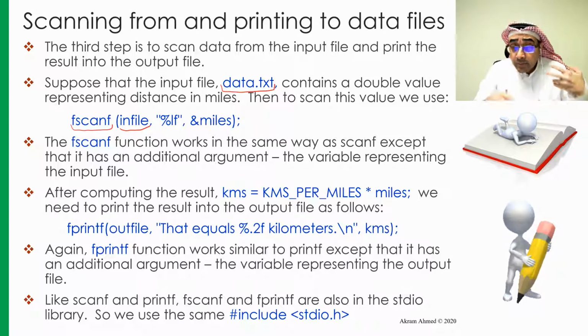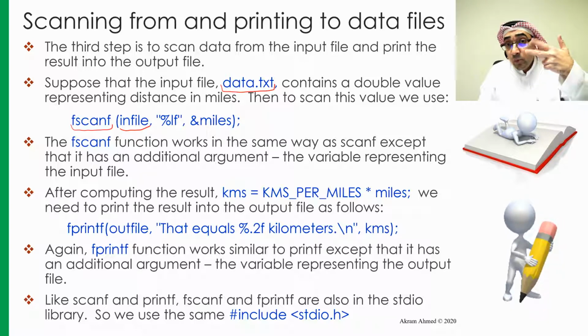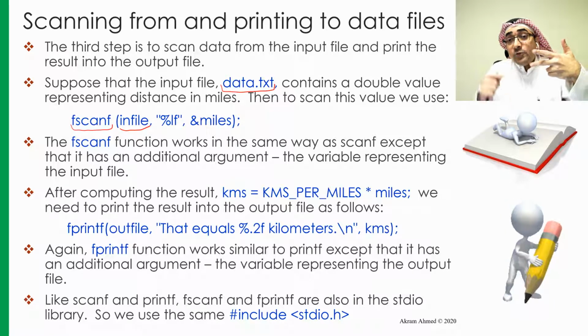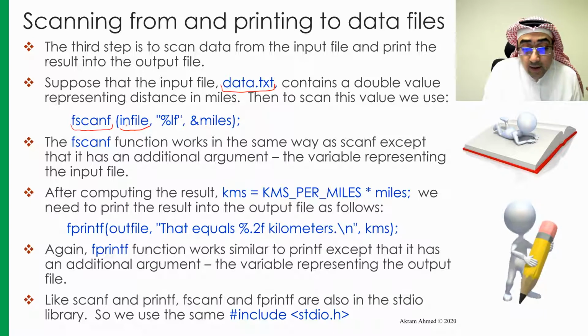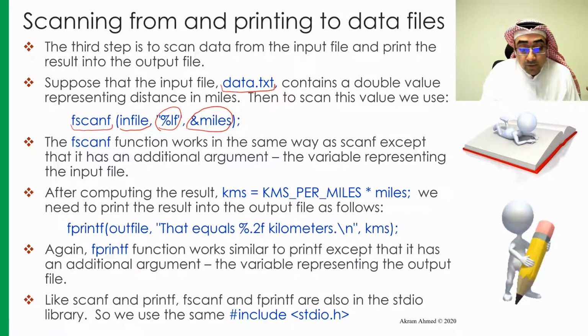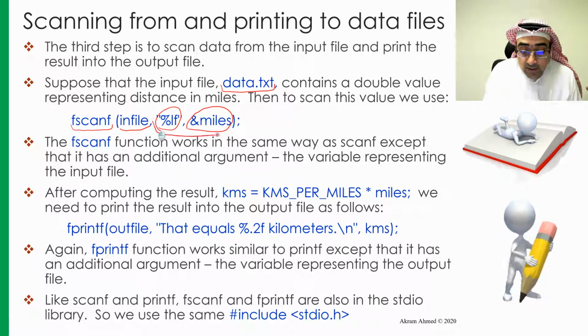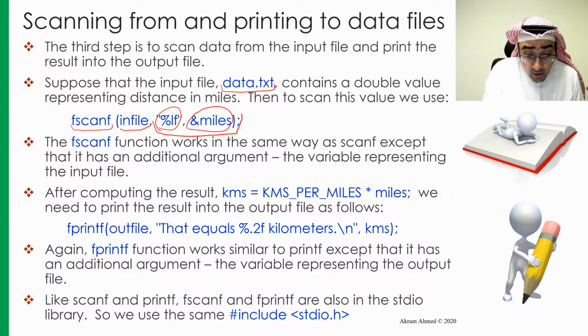Now, remember, in our previous example we opened two files, one for read and one for write. So we have to tell the compiler from which file to read. So we say from the in file, please go read for me a double number and put it into a variable called miles. So this is basically exactly as the scanf that you have already learned. And this is the only new thing. This is the file from which we are reading.